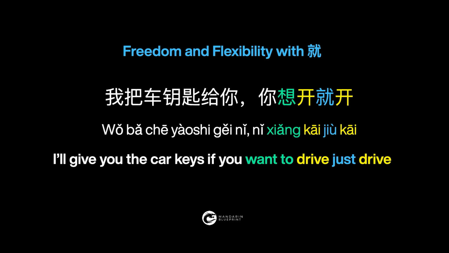Or how about this one? 我把车钥匙给你，你想开就开. I'll give you the car keys. If you want to drive, just drive. And by the way, that's an example of 开车 means to drive a car, but in that word, 开车, it literally means drive car. So therefore you can extract 开 out of that and just have that as the general verb for drive. 开 is a verb that has a bunch of different meanings, but in this context, when we're talking about a car key, when they say 你想开就开, you can clearly understand they're talking about drive. You want to drive, just drive.